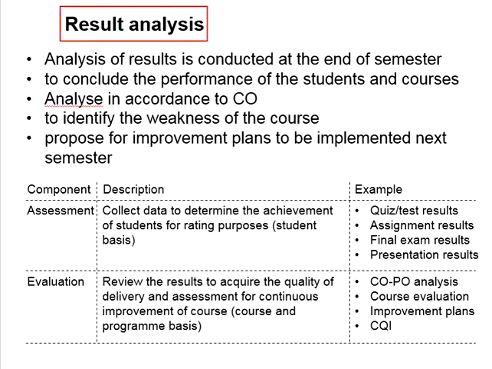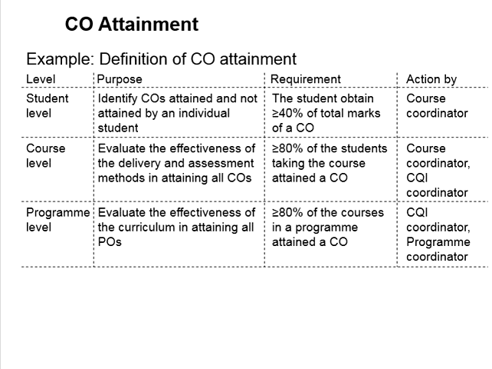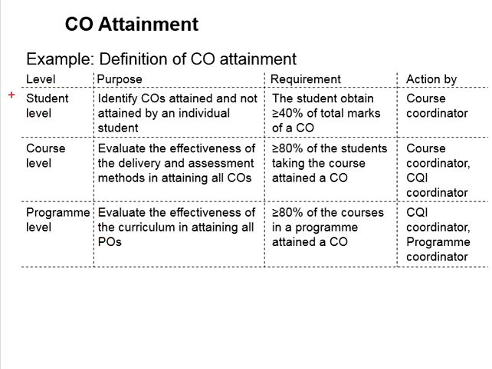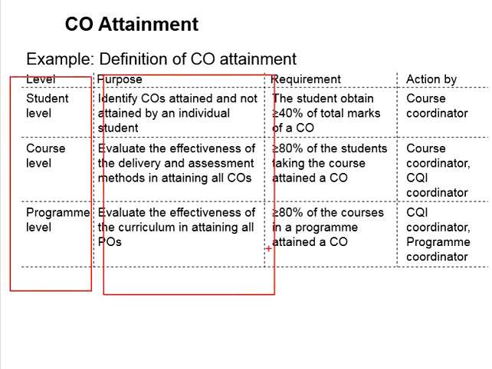Since all the analysis will be based on the attainments of the course outcome, there must be a definition for the attainments of the course outcome. Different programs and different institutions may do it differently. It is depending on the sensitivity of your assessment as well. And this shows an example in terms of the definitions of the CO attainment. We can look at this at 3 levels: at the student's level, at the course level, and also at the program level. Different levels have different purposes.